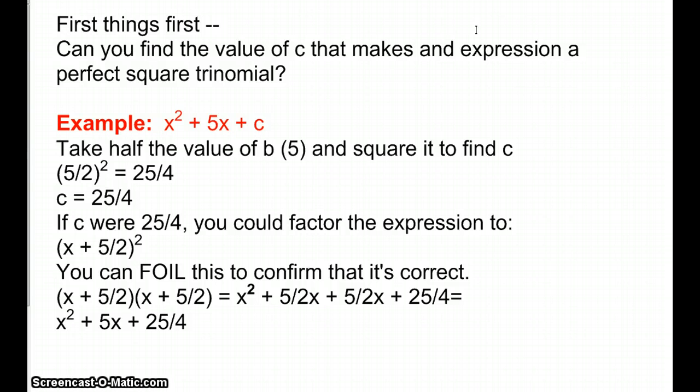If c were 25/4, then you could factor the expression to x plus 5/2 squared. Because remember, you take the square root of the first term, the square root of the last term, and then square the whole quantity. You can FOIL this to confirm that it is correct. If you take x plus 5/2 times x plus 5/2, you get x squared plus 5/2 x plus 5/2 x plus 25/4. And when you combine those two middle terms, you get x squared plus 5x plus 25/4. That's what we had at the beginning.